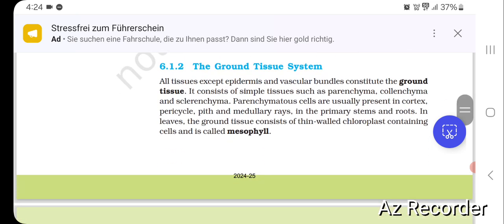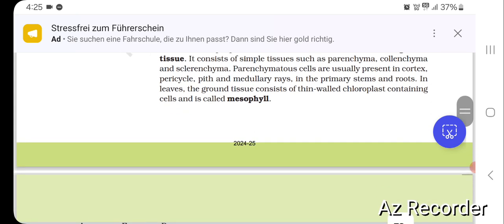The ground tissue system. All tissues except epidermis and vascular bundles constitute the ground tissue. It consists of simple tissues such as parenchyma, collenchyma, and sclerenchyma. Parenchymatous cells are usually present in cortex, pericycle, pith, and medullary rays. In the primary stems and roots, leaves, the ground tissue consists of thin-walled chloroplast-containing cells and is called mesophyll.